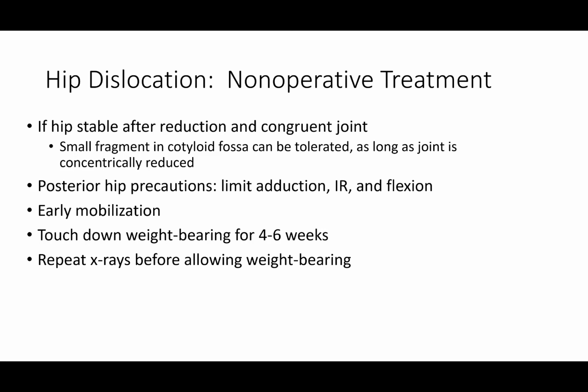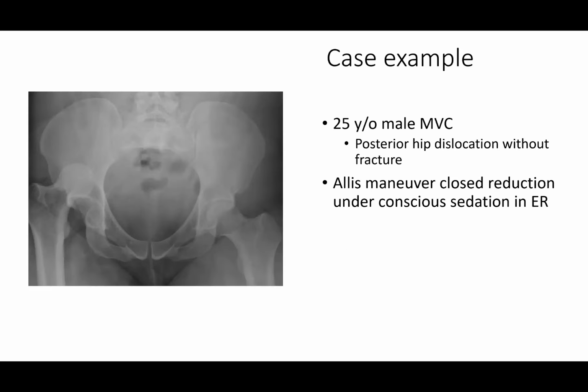If you just have a pure hip dislocation, the hip is stable after reduction and there's a congruent joint. If there's a very tiny fragment that's recessed in the cotyloid fossa, that might be fine. But if there's a large fragment blocking concentric reduction, that's probably not fine and will need to be dealt with. You'll want to employ posterior hip precautions to prevent redislocation, and then touchdown weight bearing and follow-up x-rays.